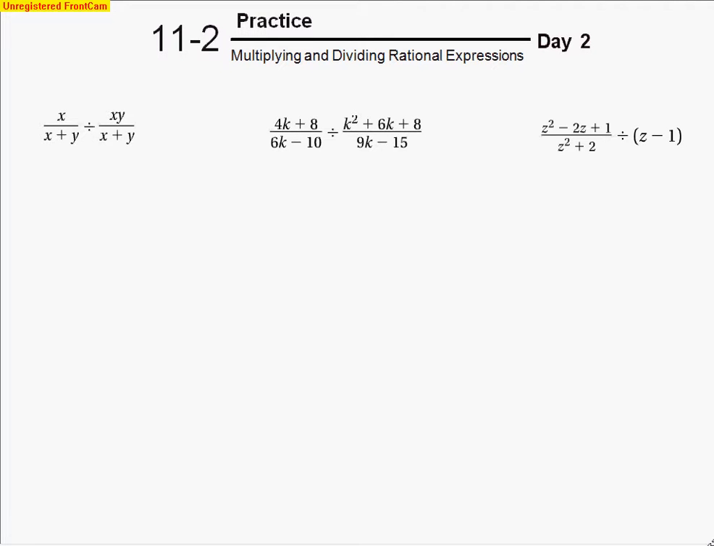This is the lesson for Chapter 11, Section 2, titled Multiplying and Dividing Rational Expressions, day number 2. So today we are dividing, and so let's take a look at our first problem.